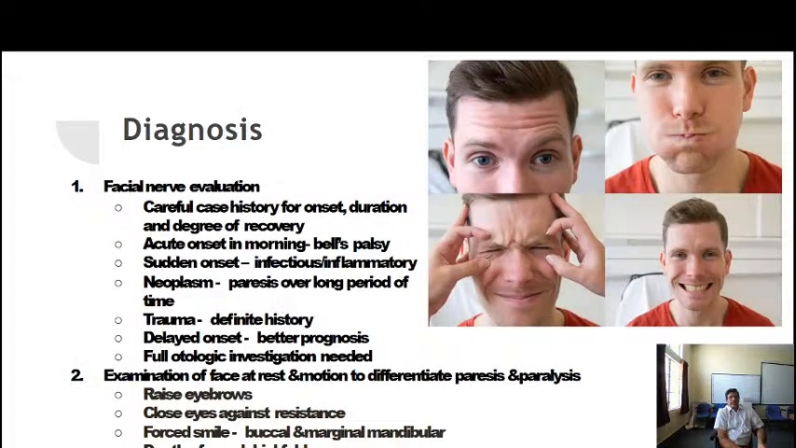Then we come to the diagnosis of the facial nerve. Basically it is by careful history taking, wherein the onset, duration, degree of recovery, whether acute or slowly progressing, sudden onset, neoplasms, and history of trauma, or a trauma with a delayed onset, and the otological examination to tell us whether there is a cholesteatoma or an infection present in the ear.